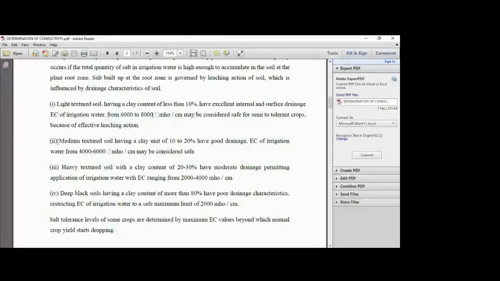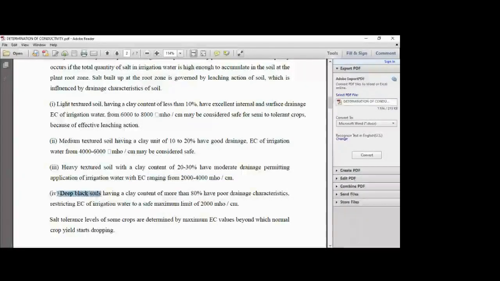If I have a medium textured soil in which the clay content is 10 to 20%, in that case I can use irrigation water which has an electrical conductivity in the range of 4,000 to 6,000 micromoles per centimeter, right? Similarly, for heavy textured soil with a clay content of 20 to 30%, which has moderate drainage, the electrical conductivity suitable for such soils is in the range of 2,000 to 4,000 micromoles per centimeter, right?